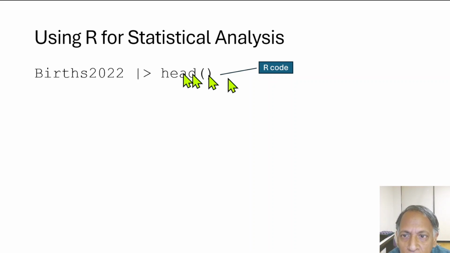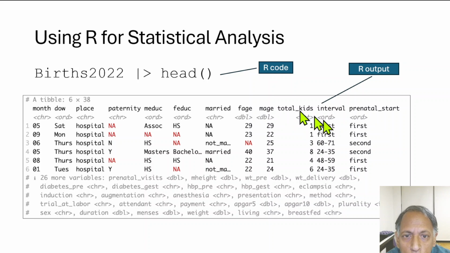So here the structure is data frame, pipe, function. That is what applies the function on the data frame. Now what does the head function do? This is the result of typing in this particular command. I'll show you exactly where you'll type in the command, and all that we'll see when we actually use R in class. So births 2022, and then you pipe it into the function head, and this is what the result is.